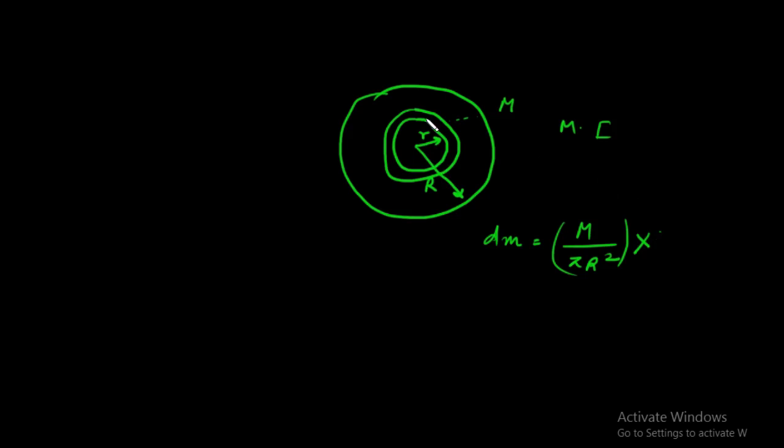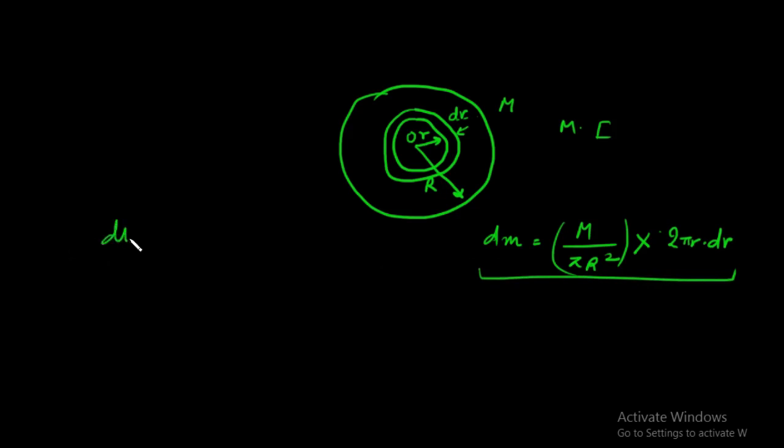The ring is at a distance of r from O and has a width dr. So what will its area be? Its area will be 2 pi r, which is the length of the ring, times the width of the ring, dr. This will give the mass of the ring.